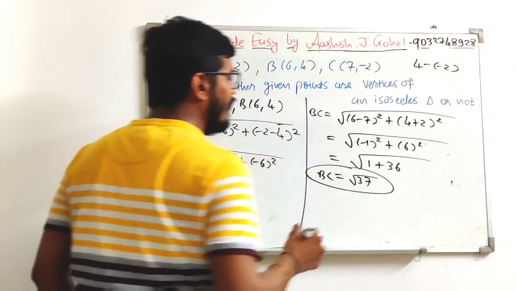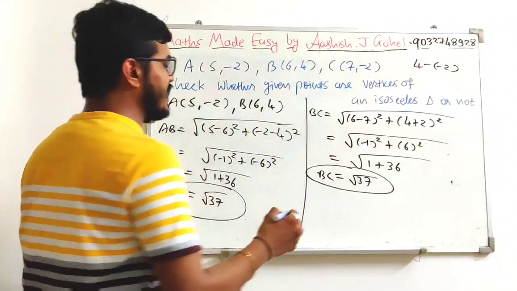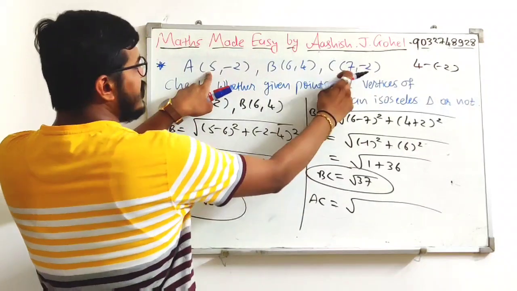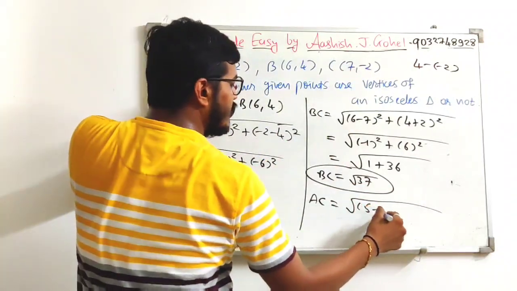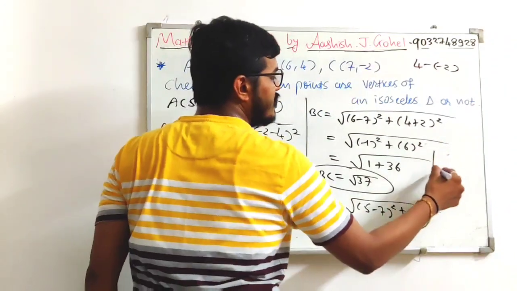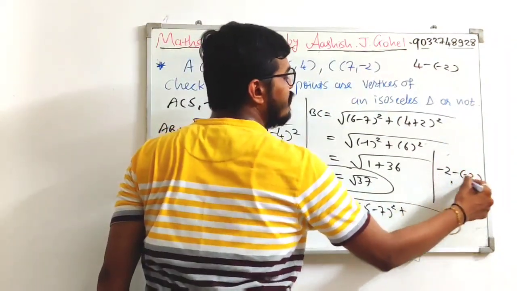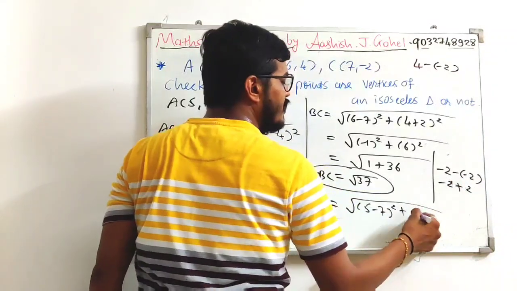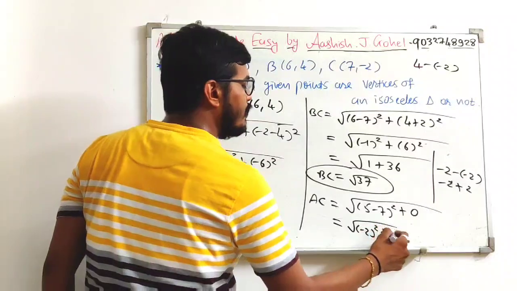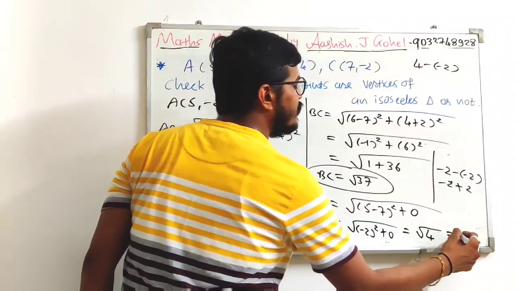Now we will find the distance between A and C. So AC is equal to the square root of (5 minus 7) whole square plus (-2 minus -2). Here also the same thing will happen. See, minus 2 minus minus 2, so minus 2 plus 2, it will be 0. So directly (-2) square plus 0. So the square root of 4 is 2.